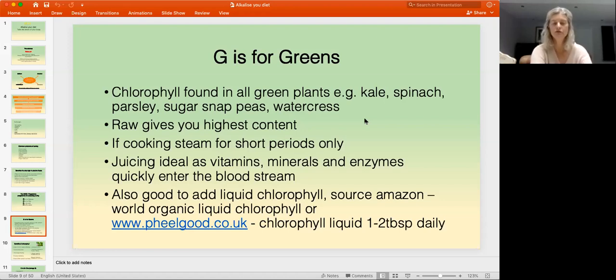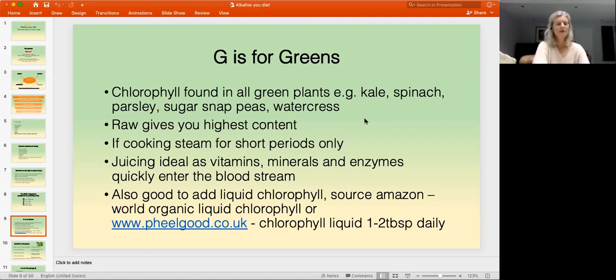Raw food, raw greens, is always going to give you the highest content. So you're always going to get more of the nutrition from the greens than if you cook them. But if you do cook, I would suggest you steam for short periods only. So just steam them only for as long as you need, so that you're going to enjoy eating them. Avoid boiling. It's really going to destroy a lot of the nutrients within that food.